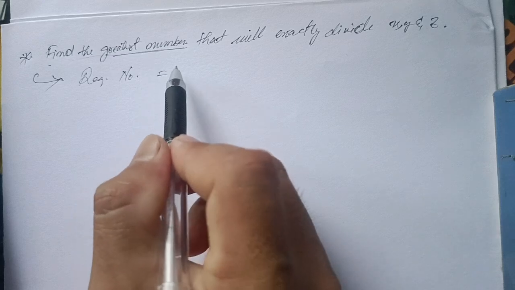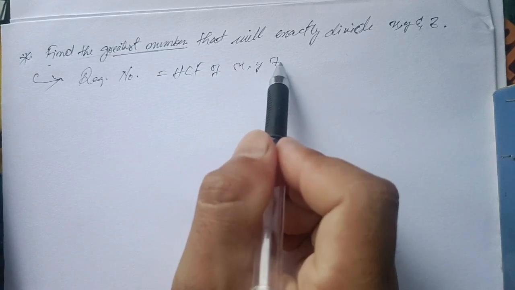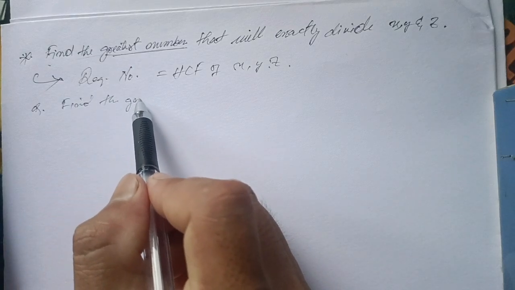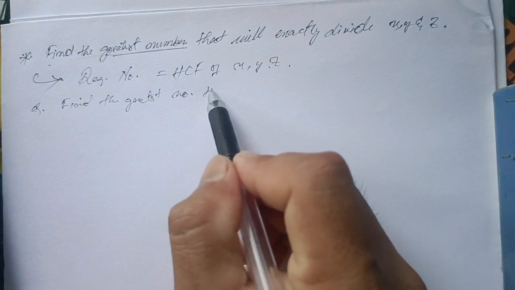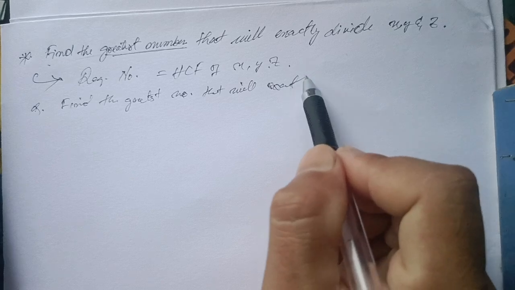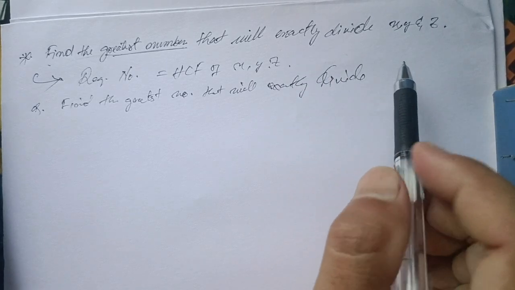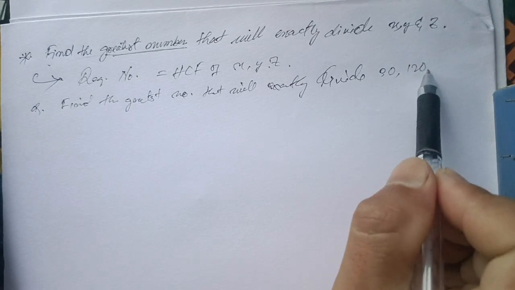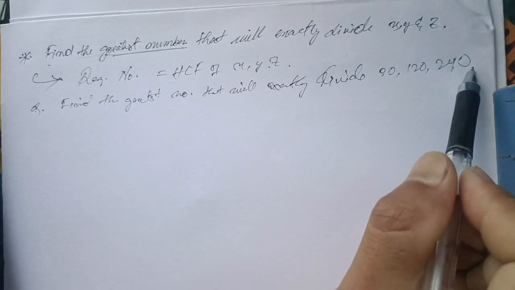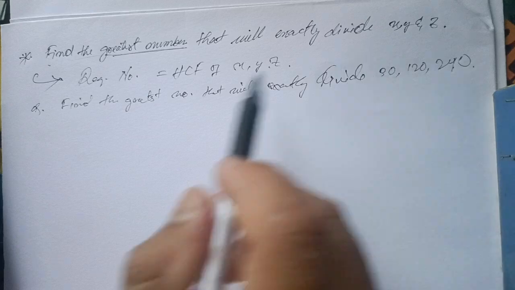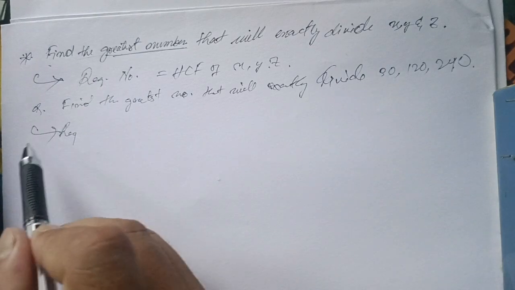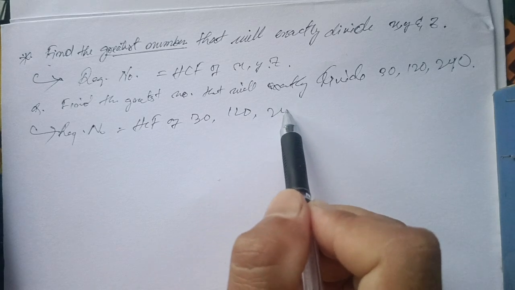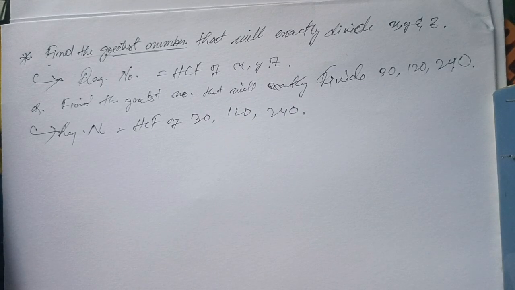The required number is the HCF of x, y, z. In the question: find the greatest number that will exactly divide 30, 120, and 240. The required answer is the HCF of 30, 120, 240.